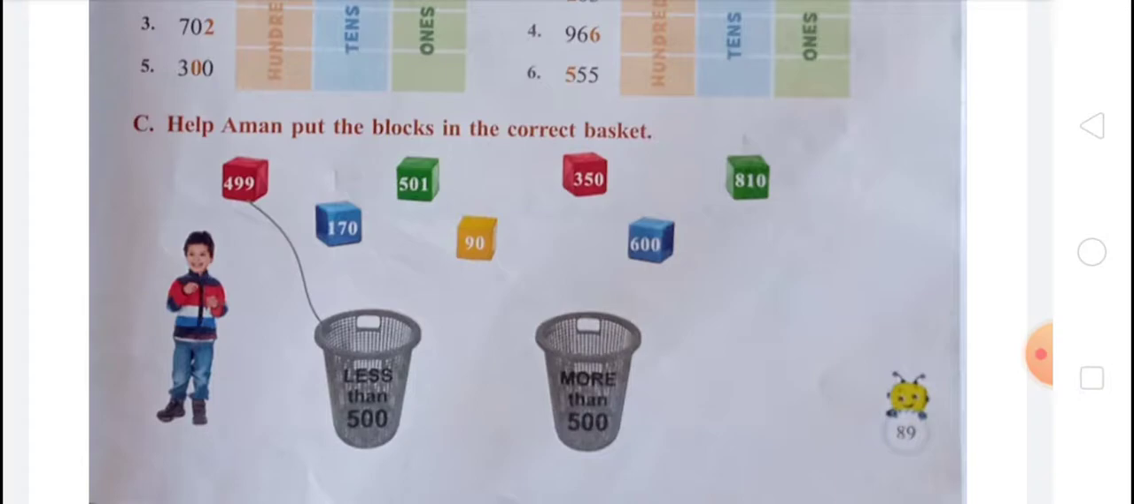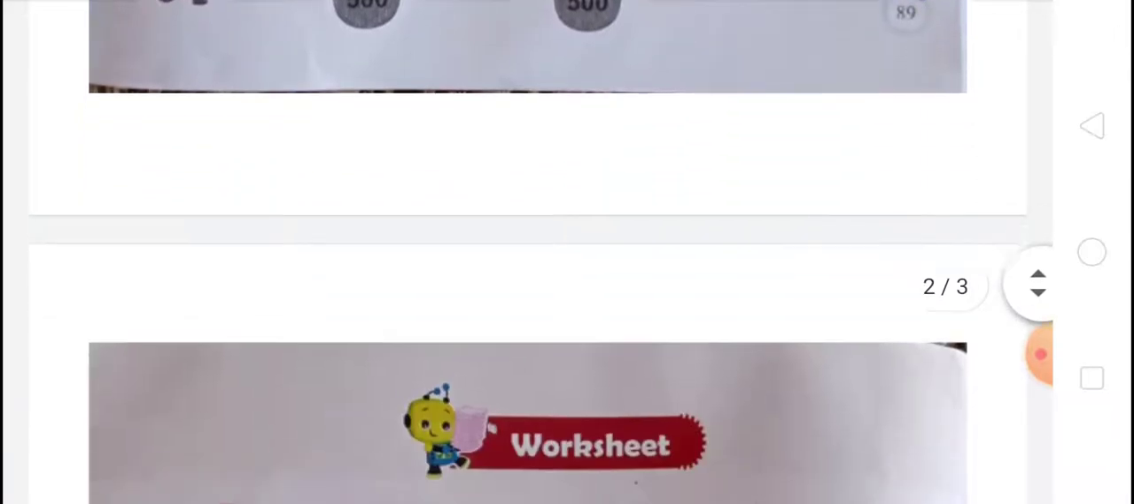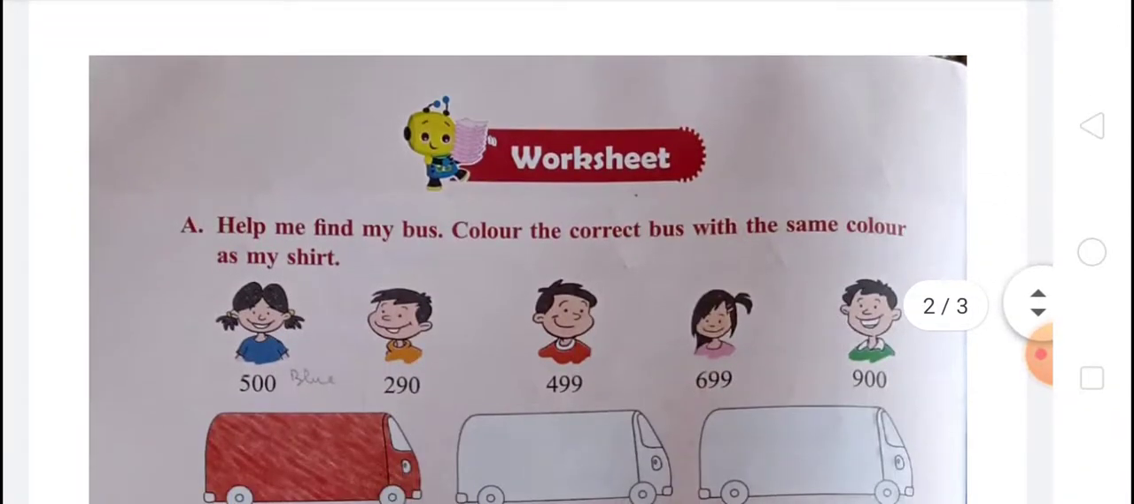And the next one is 170, and 170 is less than 500, so you have to put it in the less than 500 basket. And the next one is 90, and 90 is less than 500, so you have to put it in the less than 500 basket. Okay, now next, that is the next worksheet.